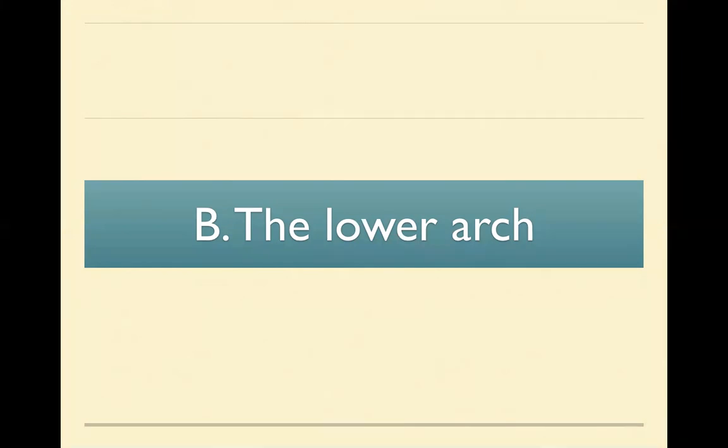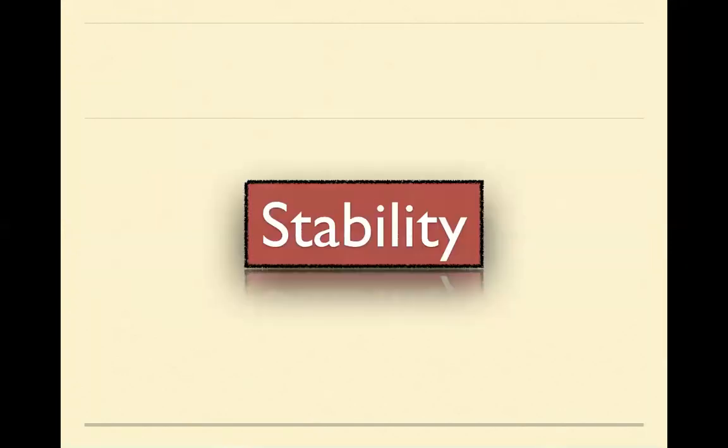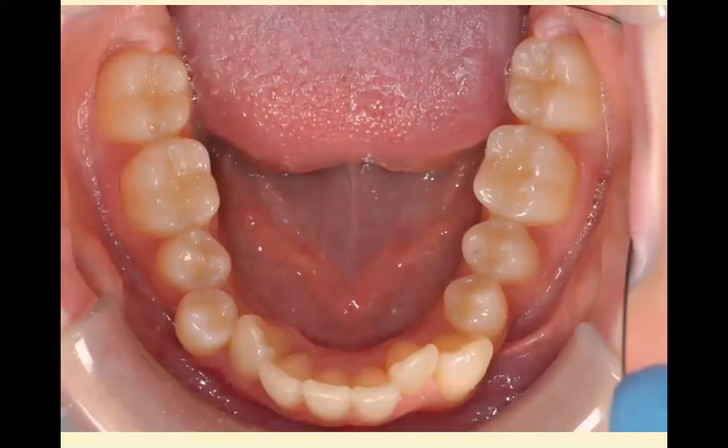So regarding the lower arch treatment, why do we prefer to start planning the treatment depending on the lower arch? Basically, when you do treatment planning, you look at the lower arch first, and then you start looking at the upper arch. The first reason is the stability. So what do we mean by stability?